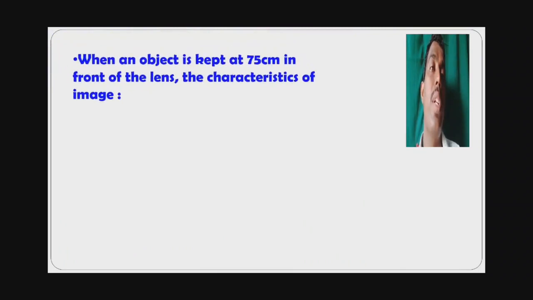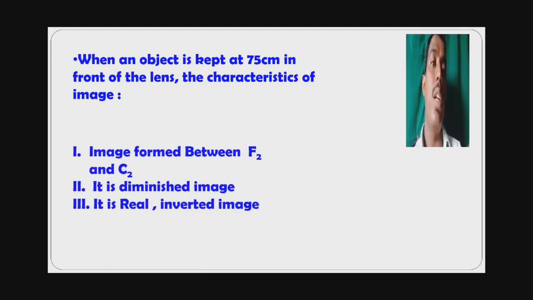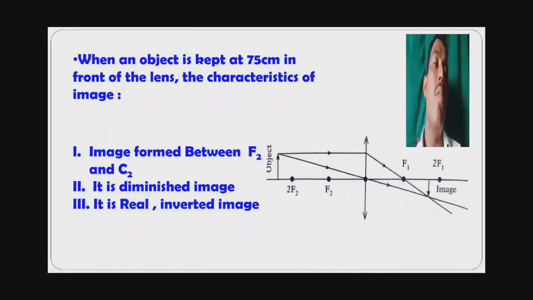When an object is kept at 75 centimeters in front of the lens, that means the object is placed beyond C2. What are the characteristics? When the object is placed beyond C2, the image is formed between F2 and C2. It is a diminished image, real and inverted. Here we can see the ray diagram when the object is placed beyond C2.